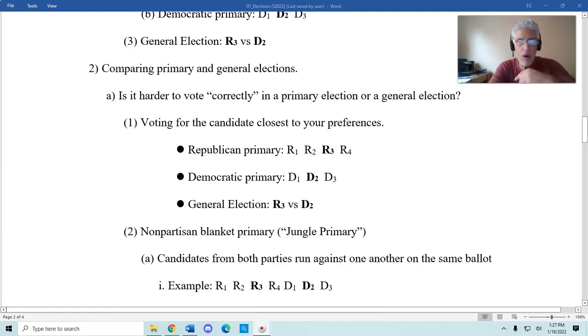In the next video, I'm going to be comparing primary and general elections in a different way. We're going to be talking about whether it's harder to vote correctly in a primary election or a general election, and I'll explain to you what I mean by voting correctly. In case you're wondering, voting correctly does not mean voting like Phil.